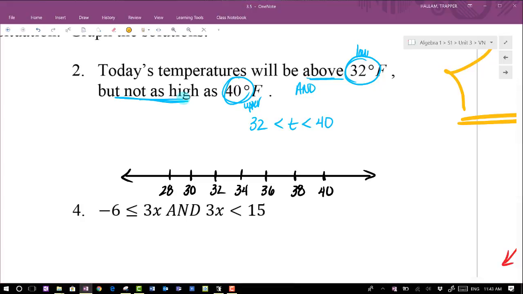It did also ask us to graph that, so we're going to graph both of our boundaries. We're going to find 32 degrees and make an open circle because it's not included. Same thing for 40 degrees, and then when we graph this, the solutions are above 32 but below 40, so we will get a bar in between.